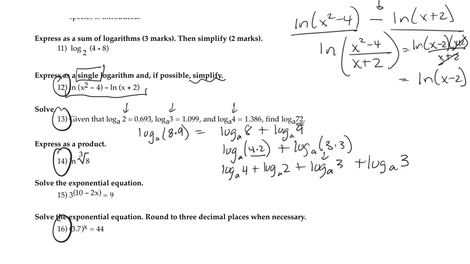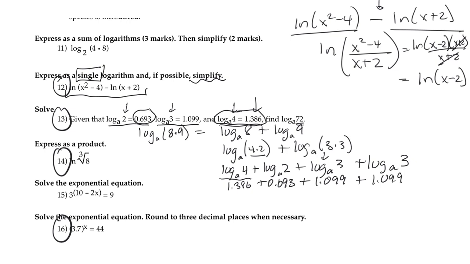Now that I have it down into all of these numbers here, like the 2, the 3, and the 4, I can just replace this whole thing with what the log base A of 4 is, 1.386, plus log base A of 2, 0.693. Log base A of 3, 1.099. Log base A of 3, 1.099. And then just add all those together.